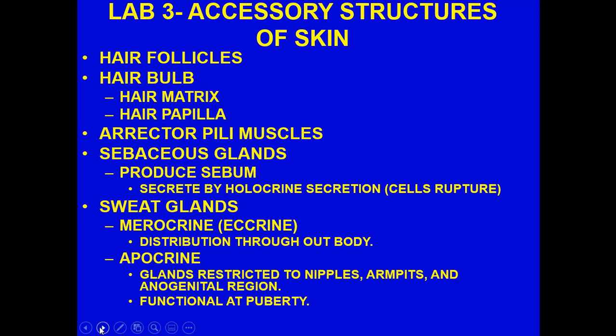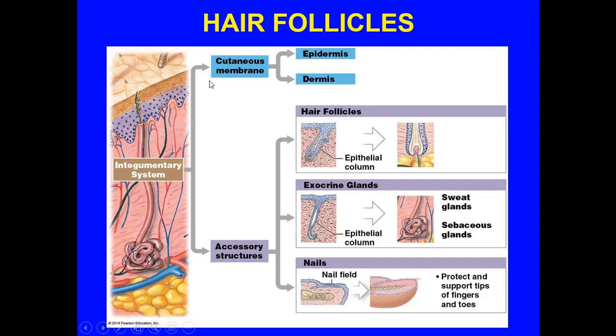Now, you can see here the integumentary system broken down to basically your cutaneous membrane, made up of epidermis and dermis. Your accessory structures, which really are hair follicles, and you can see in this follicle here the matrix that feeds the nutrients that builds up the cells in this hair shaft as it's being developed. You have your exocrine glands, which include sweat glands and sebaceous glands. And then we finally have the nails, which basically protect and support the tips of fingers and toes.